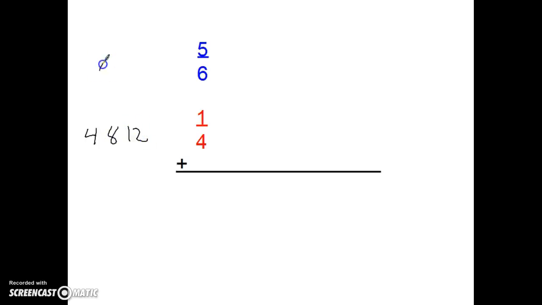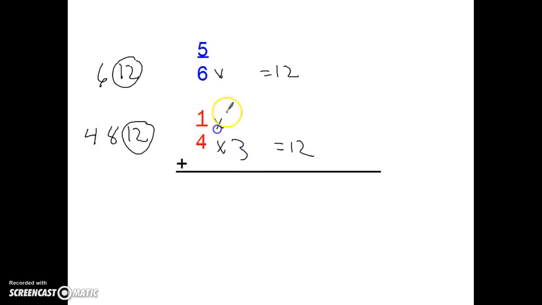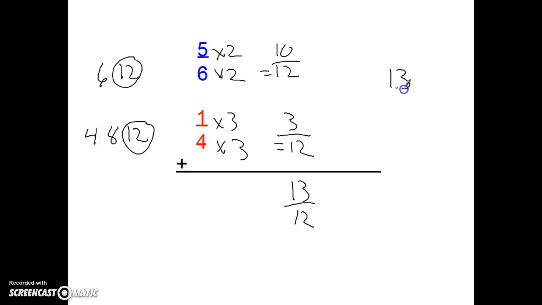4, 8, 12, 6, 12. There we go. Changing them both so I get something that multiplies together to give me a 12 for my denominator. 4 times 3, so 1 times 3, 3 twelfths. 1/4 is really 3 twelfths. 6 times 2, so I'm taking 5 times 2, which equals 10. 5/6 is really 10 twelfths. Add them together, I get 13 twelfths. Again, most people can probably see we're just going to have that remainder of 1. So it equals 1 and 1/12.